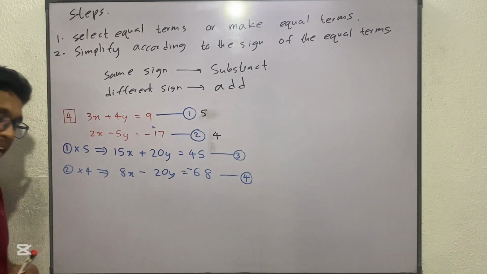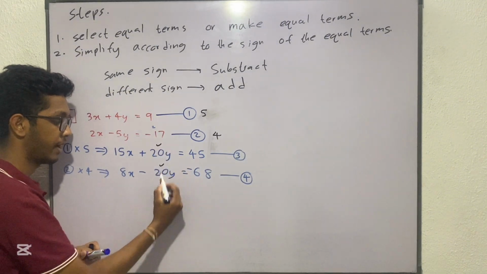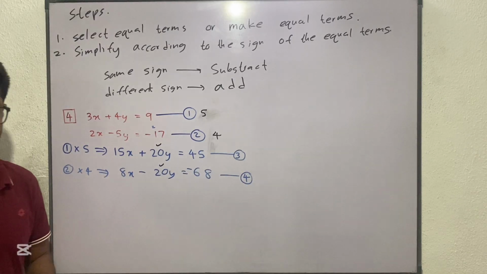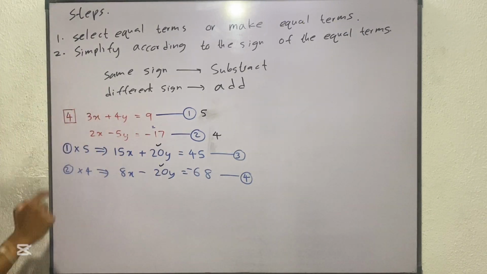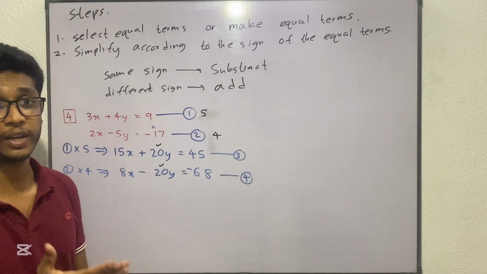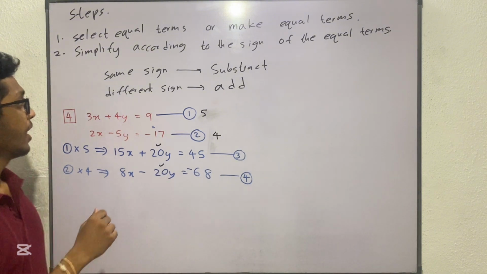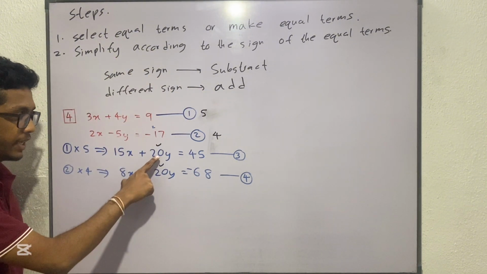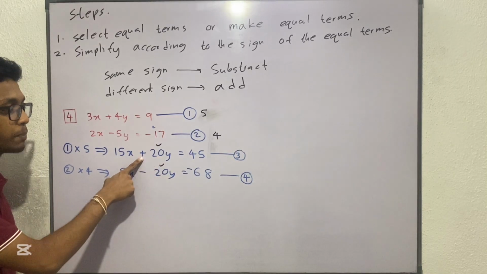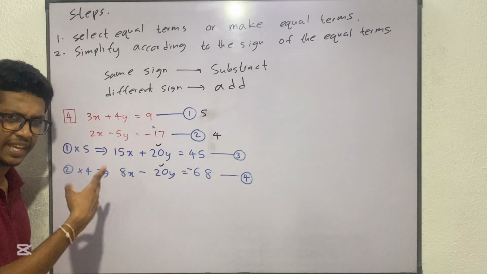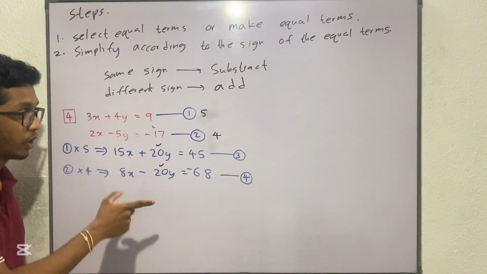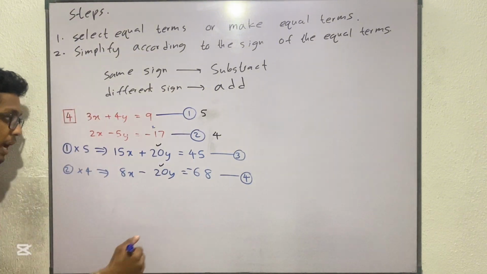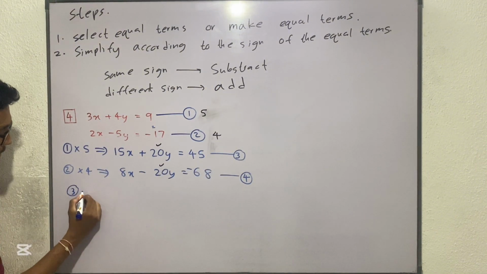Now I got the same y term. I made the y terms equal. Now what should I do? My second step: simplify according to the sign of the equal terms. When we have the same sign, we subtract; with different signs, we add. Here the y term 20y is plus, and here 20y is minus. So we have different signs, so we have to add the two equations. I am going to add 3 with 4.